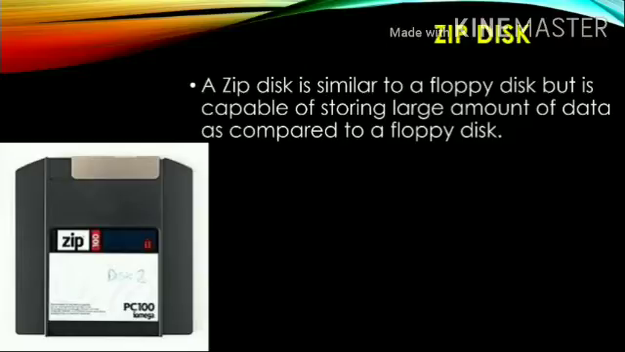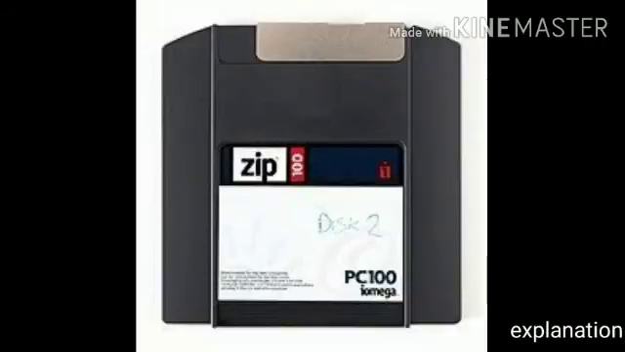At last of this lecture, let's read definition of zip disk. Zip disk is similar to the floppy disk but is capable of storing large amount of data as compared to floppy disk. The zip drive is a removable floppy disk storage system that was introduced by Iomega in late 1994.